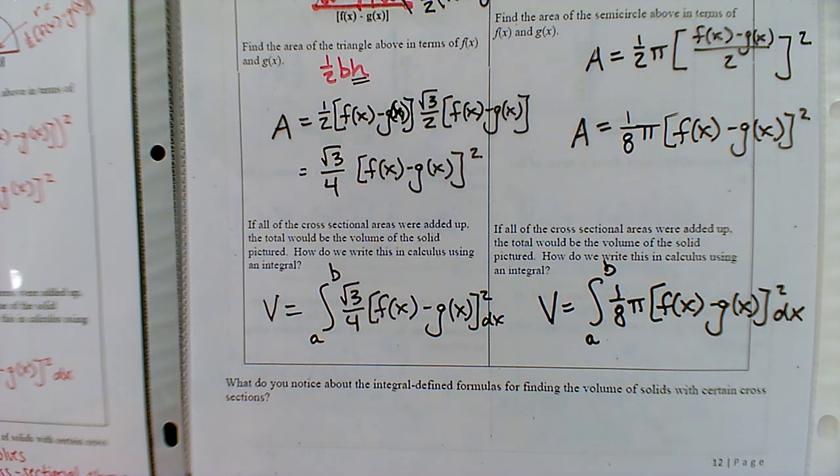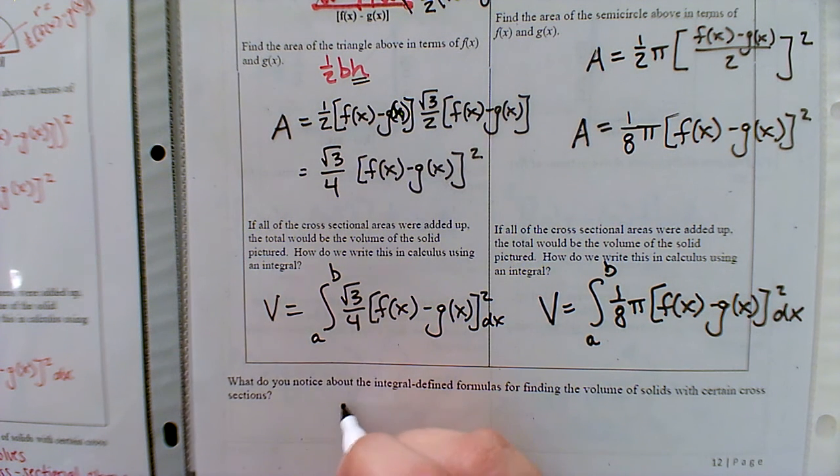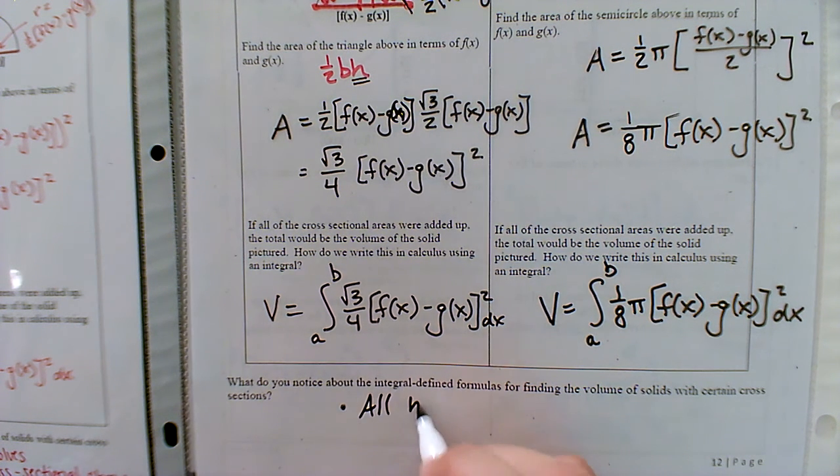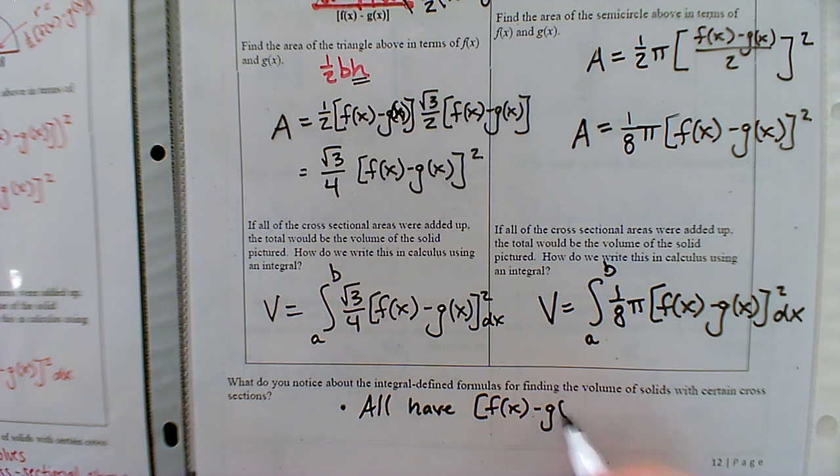Okay, so just so we can look at some patterns, can you take a look at the 4 volume formulas we just made, the 2 on the front and the 2 on the back? And what do you notice about some of those formulas? Can we make some connections or distinctions? Do you notice anything? Go, Caitlin. Okay, so they all have f of x minus g of x squared. Okay, that's a big one.